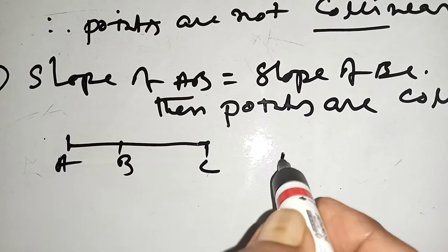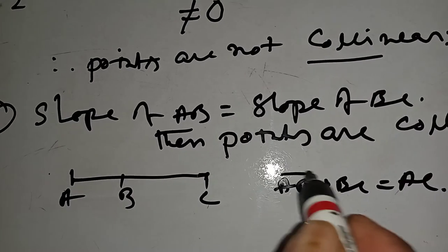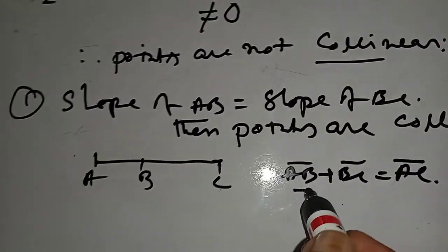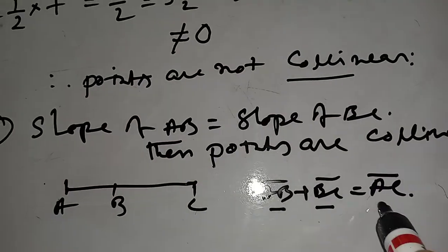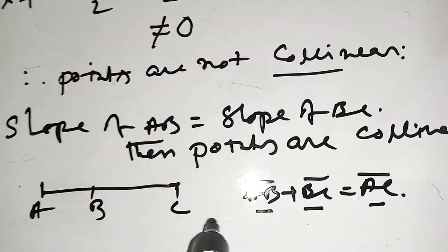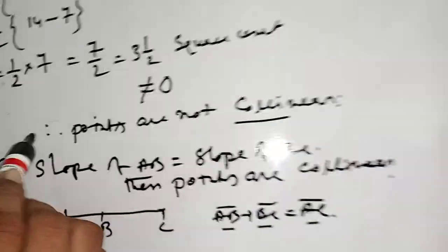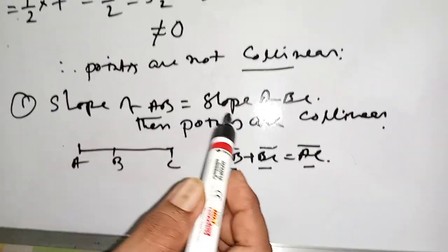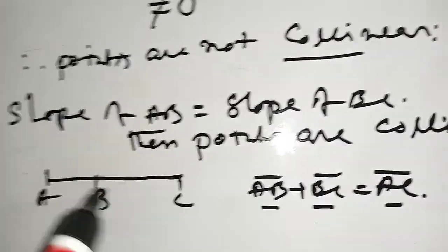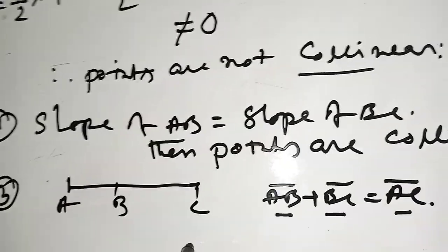Next, ABC. AB plus BC equal to AC. If the distance AB plus distance BC equal to distance AC, then the points are collinear. That means, you can prove the points are collinear in three ways. Area of triangle 0. Second, slope of AB equal to slope of BC. Third, if distance of AB plus distance of BC equal to distance of AC, then the points will be collinear. Okay.